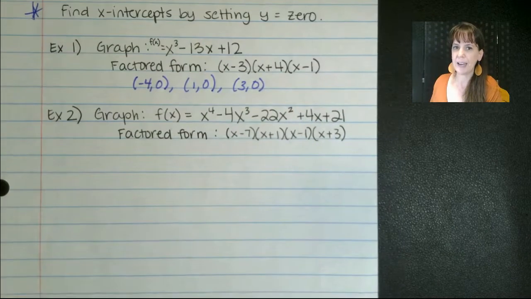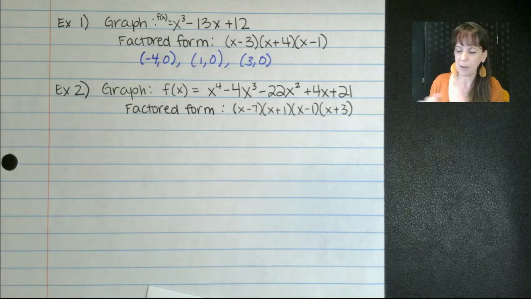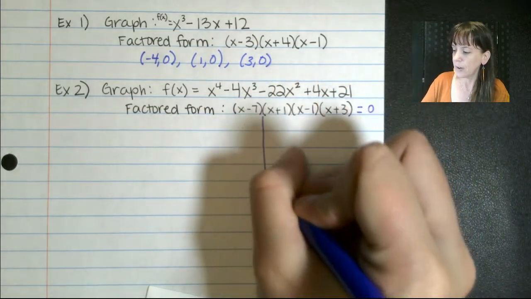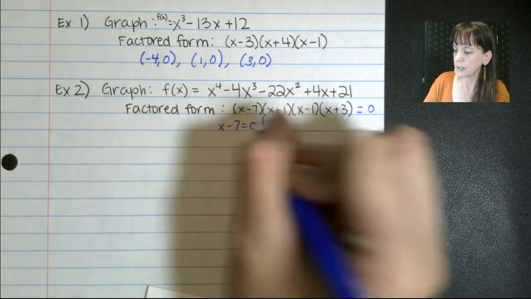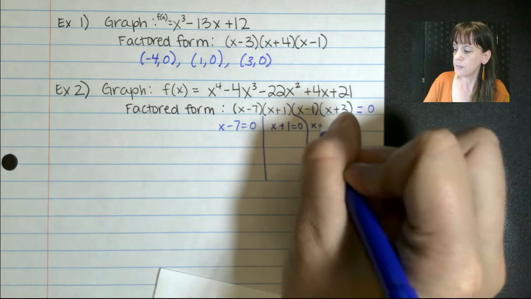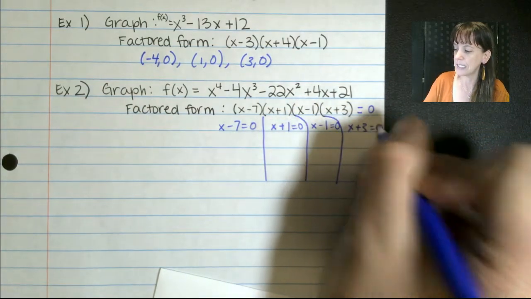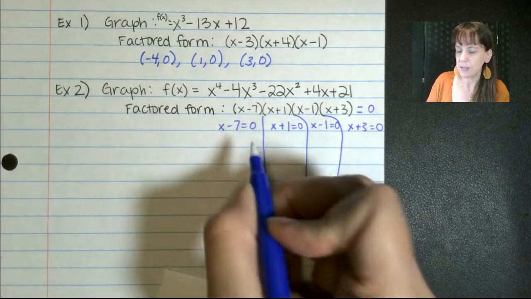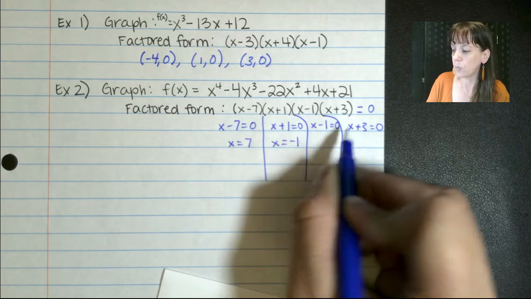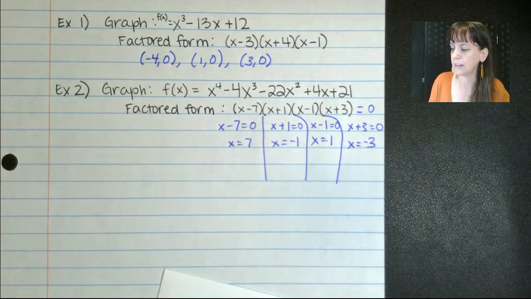So let's take a look at this next one. We're going to graph this, and this is our factored form of it. What I was saying about that zero product property is we set this equal to 0, and we say, okay, x minus 7 equals 0, x plus 1 equals 0, x minus 1 equals 0, and x plus 3 equals 0. And so if we add 7 to both sides, we would have x equals 7, x equals -1. Add 1 to both sides, x equals 1, or -3, so it would be x equals -3.